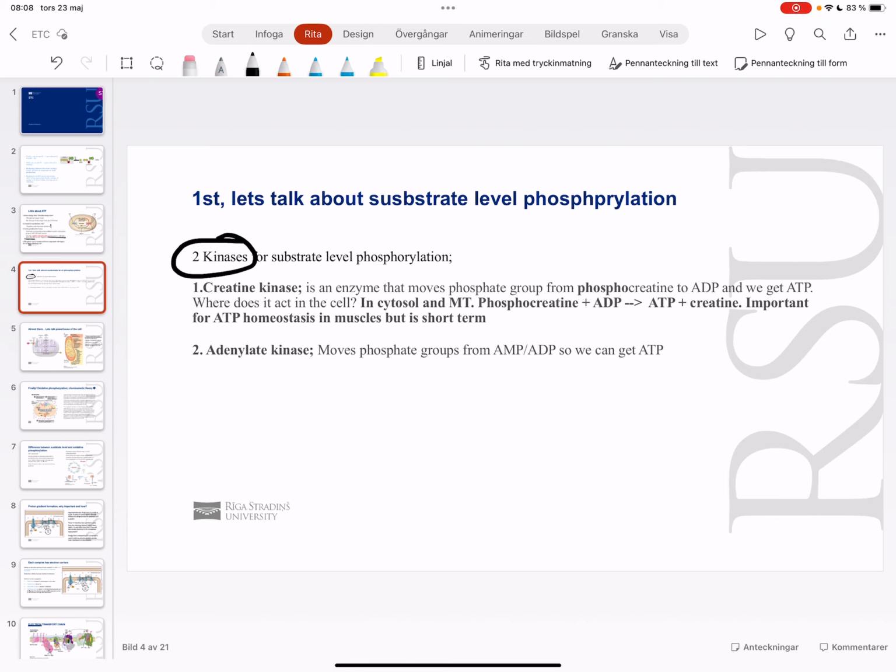The second enzyme that helps in substrate level phosphorylation is adenylate kinase, which moves phosphate groups from AMP to ADP, so we can get ATP. So again, this is substrate level. This is direct. We have ADP here plus P, giving ATP. Actually, kind of the same thing happens, but we'll get to it.